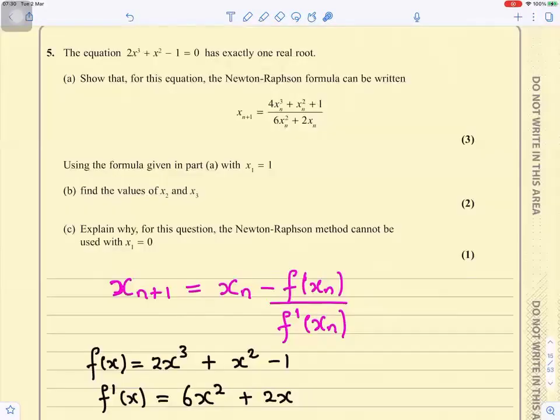Question number 5. The equation 2x cubed plus x squared minus 1 equals 0 has exactly one real root. We want to show that x(n+1) is equal to that.